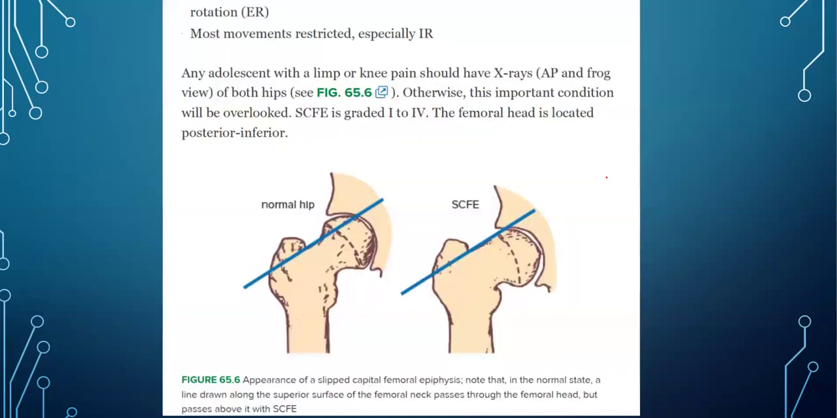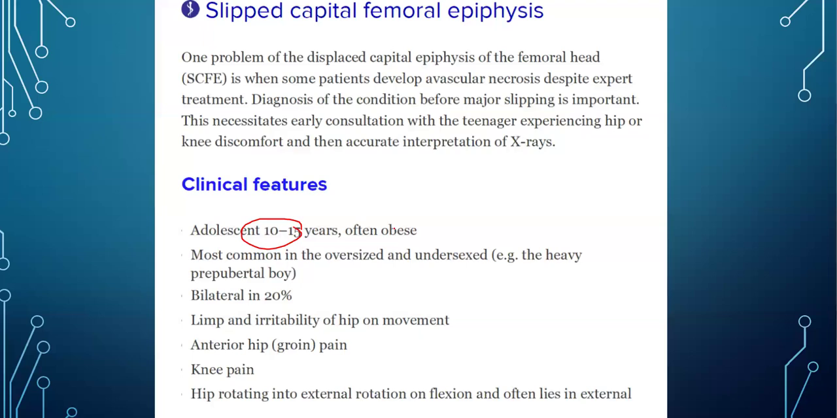Now, SCFE is common in adolescents, so 10 to 15-year-olds, and mostly obese children. So an obese, athletic child, 10 to 15 years, is the one who can get it. The patient will come to you with pain in the hip. Sometimes they can also come with knee pain in this condition. So if a child has knee pain, especially an obese child, don't forget that it could be referred pain from the hip. Okay.